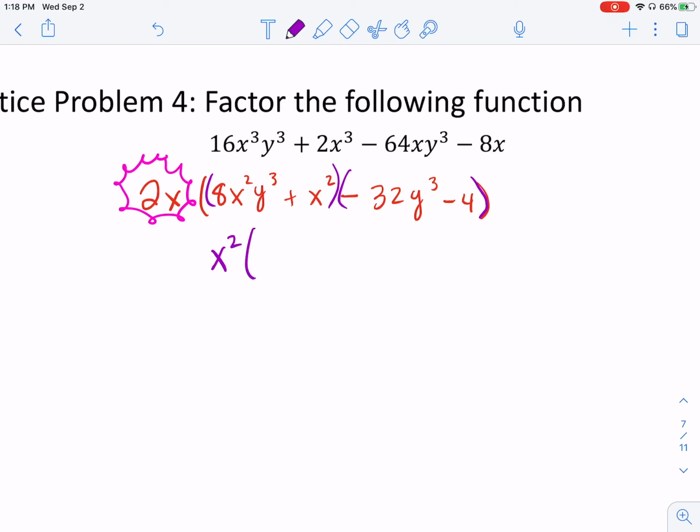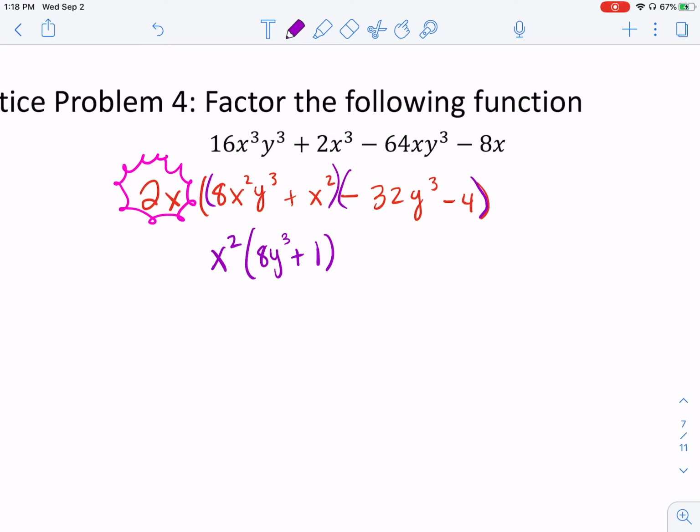Now 8x squared y cubed divided by x squared leaves me with the 8y cubed. Now this is where some people get a little oops. I have to put that plus sign. We have to have 2 terms still. x squared divided by x squared is 1. So we leave that 1 there because we're dividing. So I come over to the next parenthesis side.